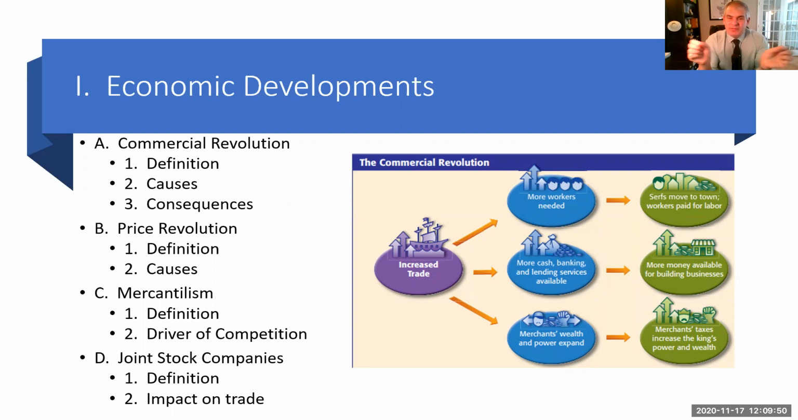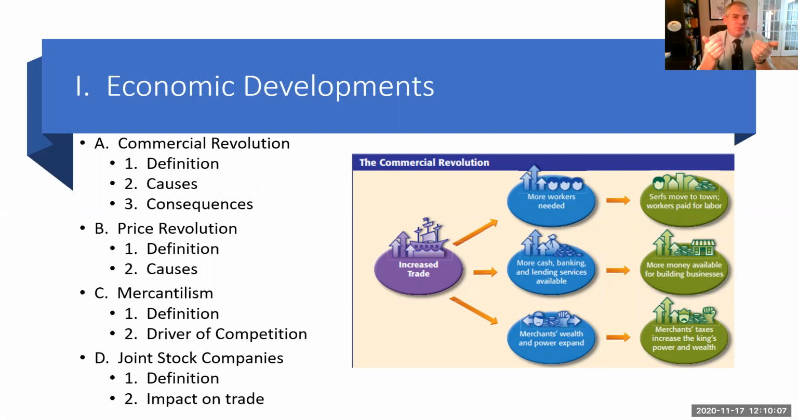And the thing about the joint stock companies is that it divides up the risk. So if I'm sending a ship on an expedition and I finance that ship by myself, if that ship sinks, I'm the one who loses a lot of money.